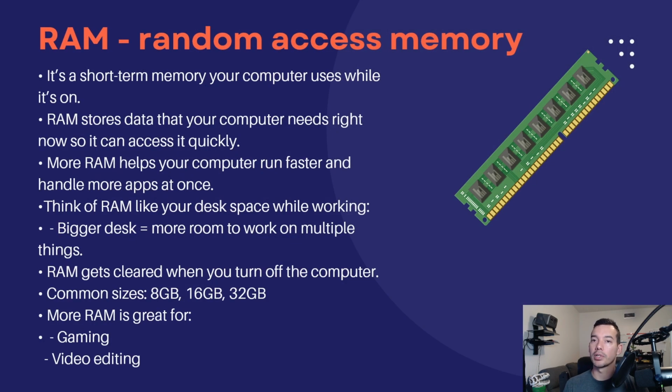Random Access Memory, RAM. It's a short-term memory your computer uses while it's on. RAM stores data that your computer needs right now so it can access it quickly. More RAM helps your computer run faster and handle more apps at once. Think of RAM like your desk space. While working, a bigger desk is going to help you. It's going to give you more room to work on multiple things. RAM gets cleared when you turn off the computer. That's why it's temporary. Turn it off, it goes away.